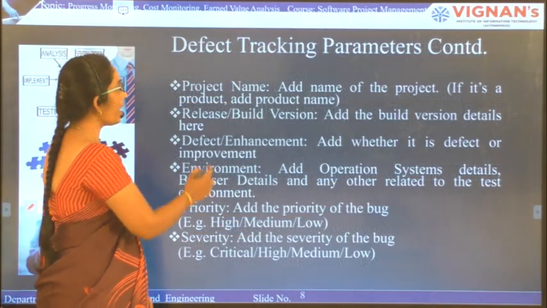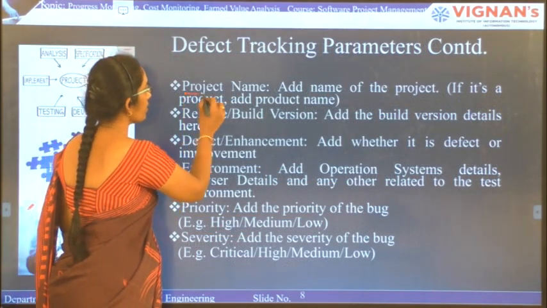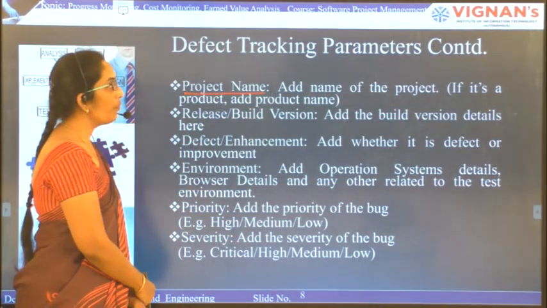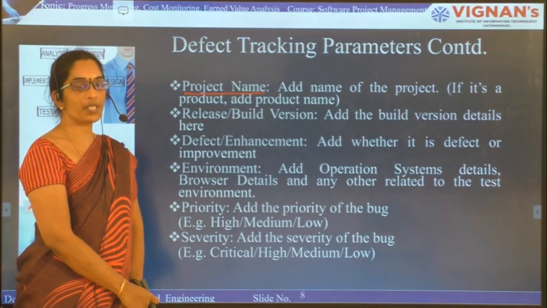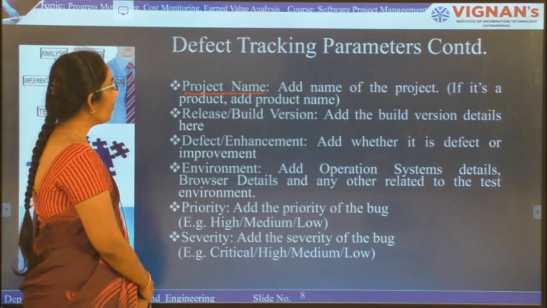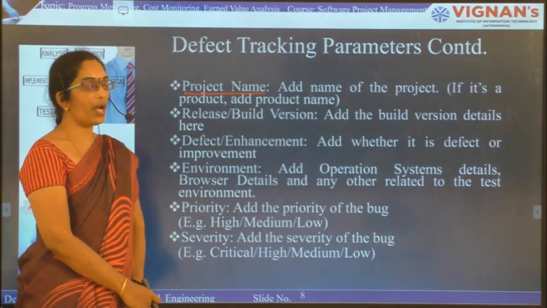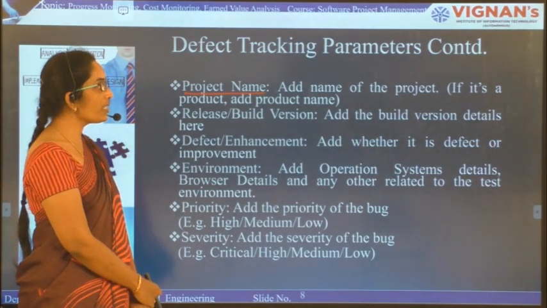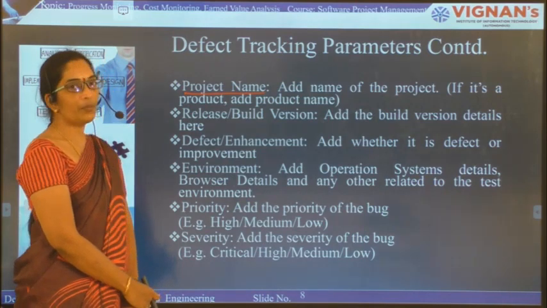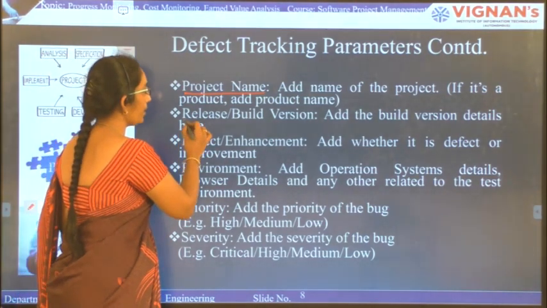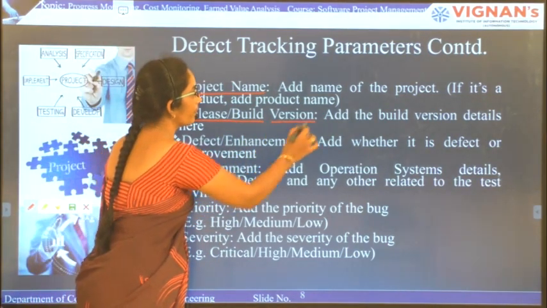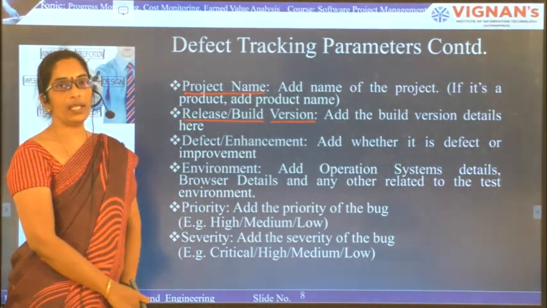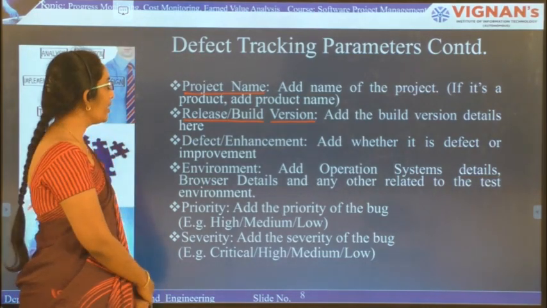So the next parameter in defect tracking is project name. So we have to add the name of the project where this defect has occurred. So if it is a product, then we have to add the product name, or if it is a project, then we have to add the project name. And the next parameter is release or build version. So we have to add the version details here.